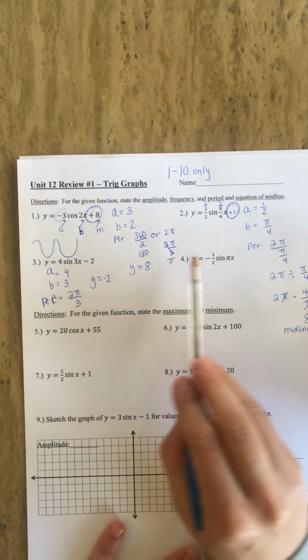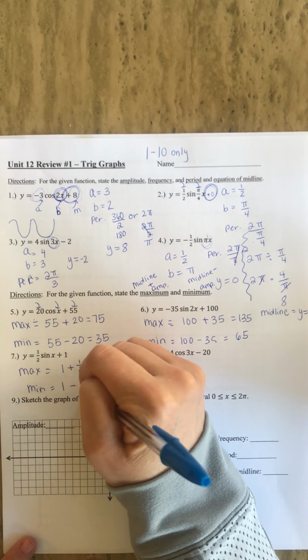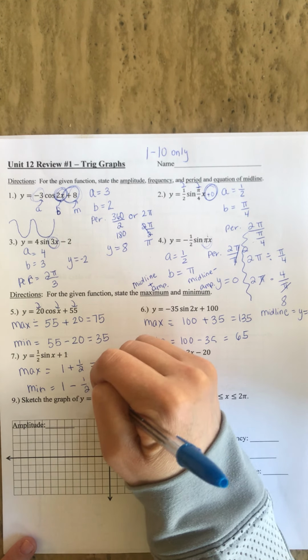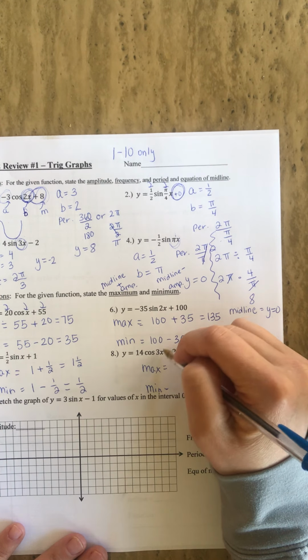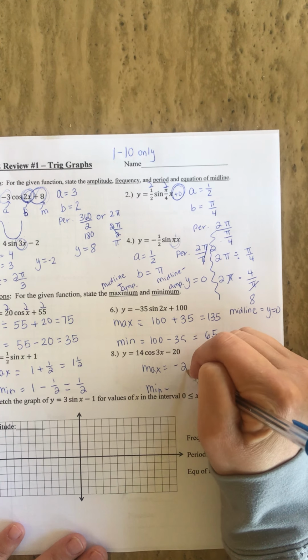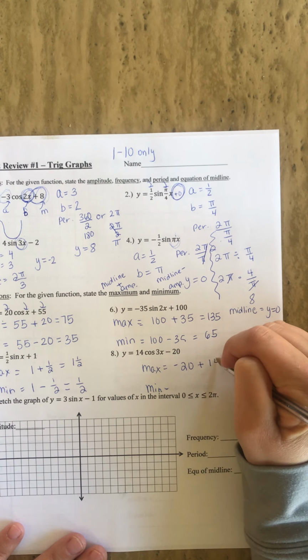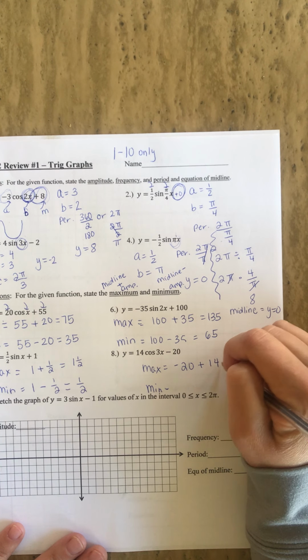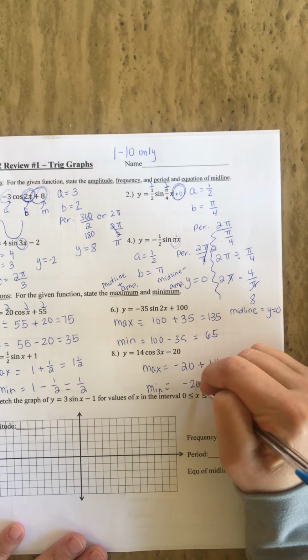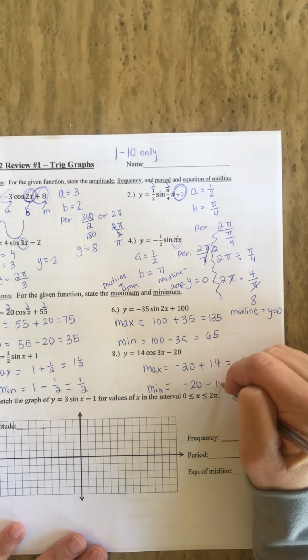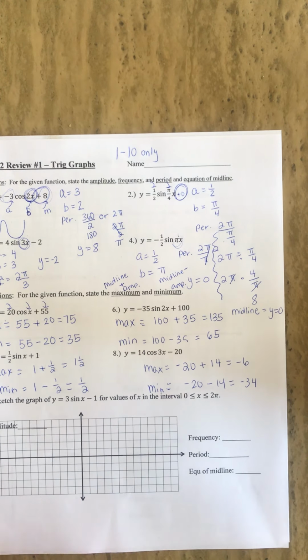My max right here is my midline plus my amplitude. 1 plus 1/2 is 1.5. We're going to go ahead, midline minus the amplitude, and 1 minus 1/2 is going to equal 1/2. And last but not least, we have our midline, which is -20, plus my amplitude. -20 plus 14 is -6. And for my min, we have -20 minus the amplitude, which is 14, and we're going to get -34.